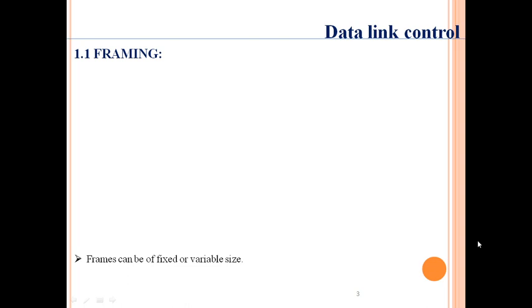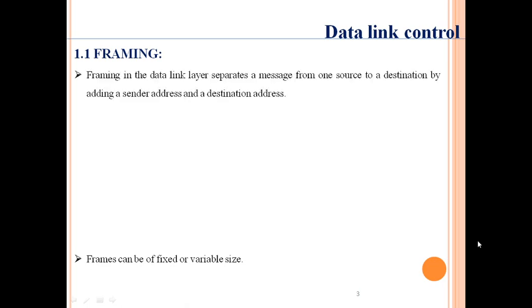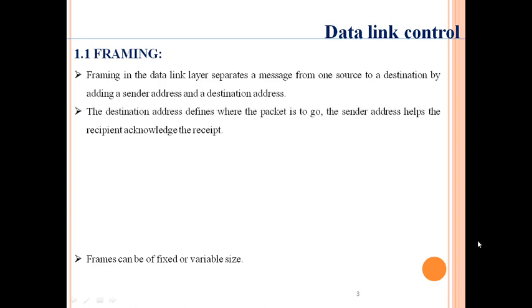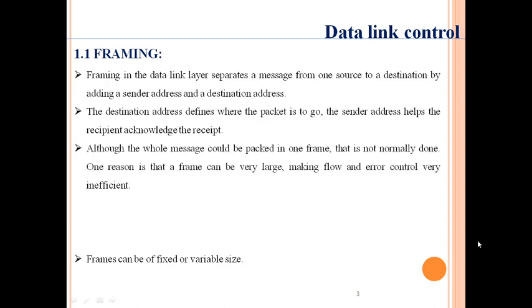In addition, each envelope defines the sender and receiver address, which is necessary since the postal system is a many-to-many carrier facility. Framing in the data link layer separates a message from one source to destination by adding a sender address and a destination address. The destination address defines where the packet is to go, and the sender address helps the recipient acknowledge the receipt.